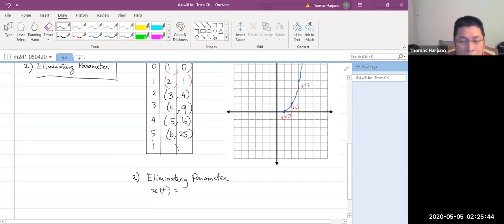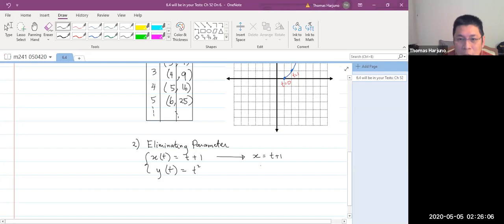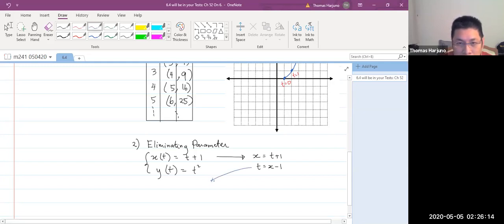The idea is, I try to solve for t. I write t equals something in terms of x or in terms of y, and then put that into the other variable. For example, here I can make x equal to t plus 1. Therefore t equals x minus 1. Now you use that t equals x minus 1 into here, and this will become x minus 1 squared.